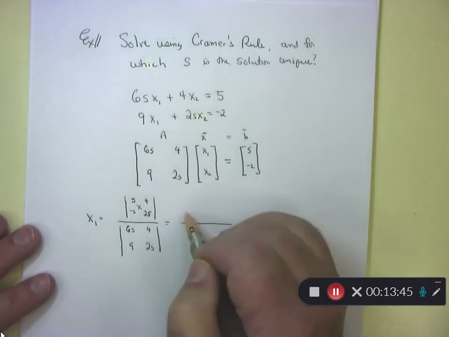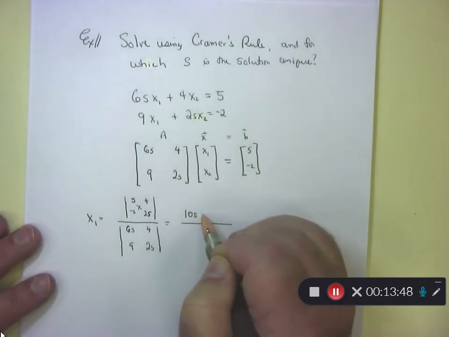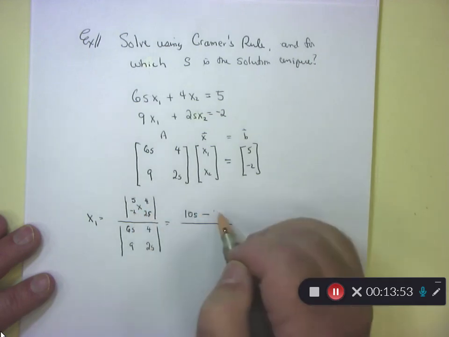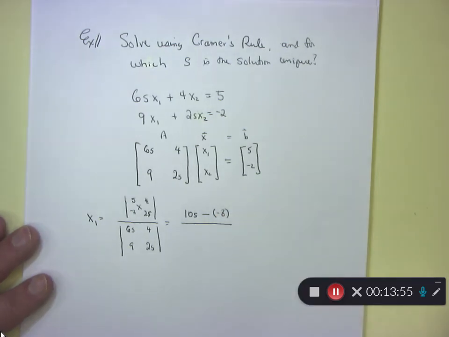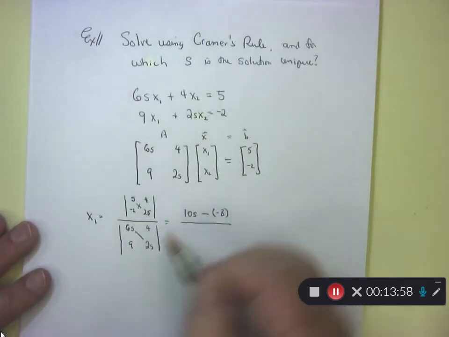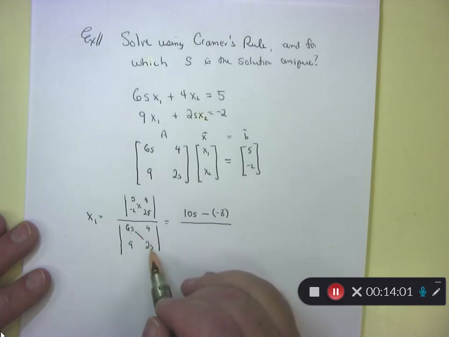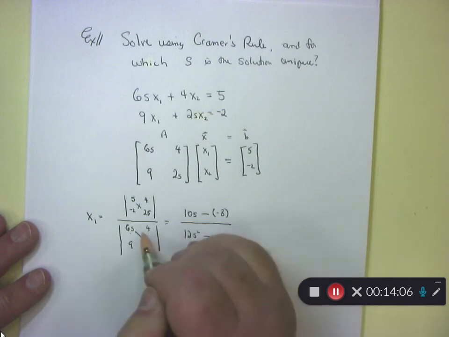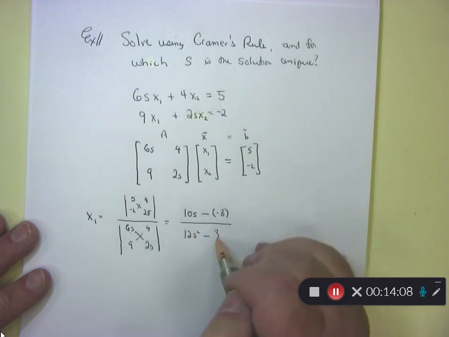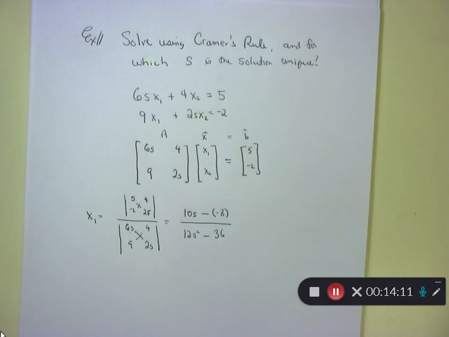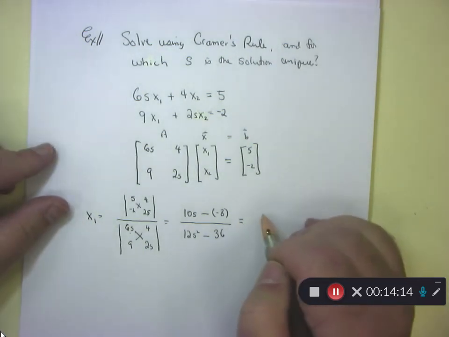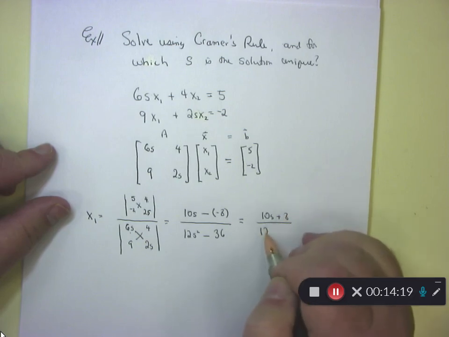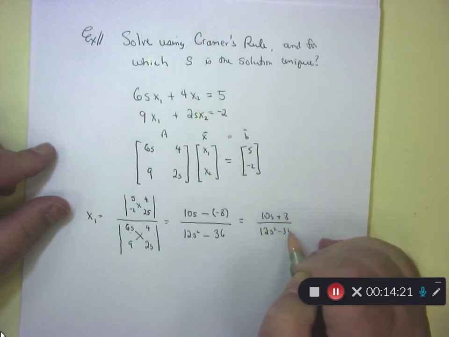So here we go. 5 times 2s would be 10s minus 4 times -2, and 4 times -2 is -8. And my denominator, look what I get here. I get 6s times 2s, and that's what, 12s squared, minus 4 times 9, which is 36. So again, cleaning this up, I end up getting 10s plus 8 divided by 12s squared minus 36.